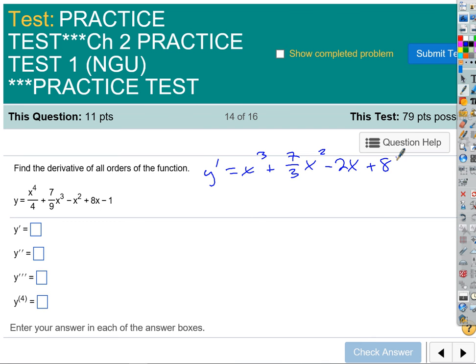So there's y prime. How about y double prime? 3x squared plus 14 thirds x, I just bring the 2 down, 2 times 7 thirds, x, minus 2. You get the idea. Can we do the last one? Sure. Y triple prime is 6x plus 14 thirds, right? And then finally, what's going to be our fourth derivative?